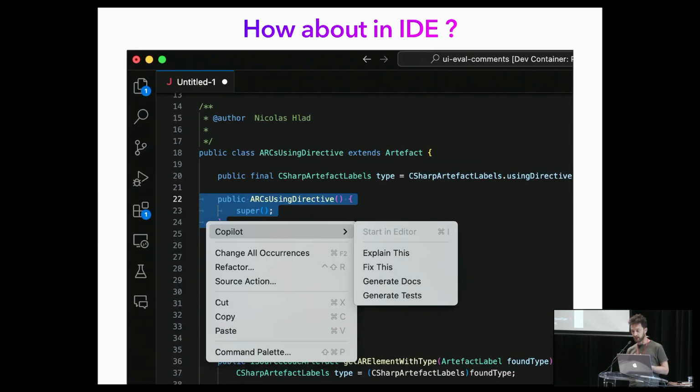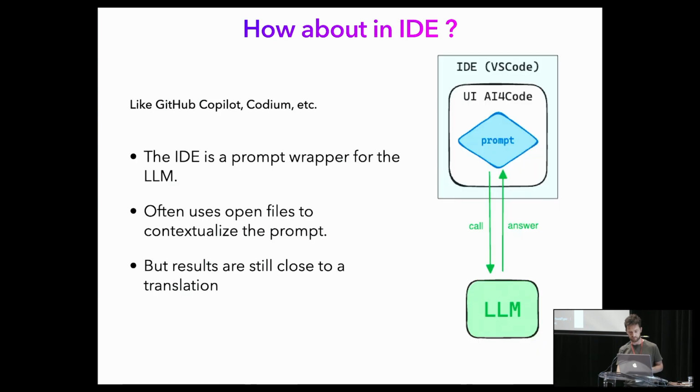If we use it in an IDE, for example in VS Code, we see that this particular constructor actually has a class, but if we use it with Copilot, it will give us the same answer because it's once again using ChatGPT and not grabbing the full context of this method. IDEs like VS Code that use those AI tools are actually just a wrapper for some LLM, and they often use the files that are open to contextualize the prompt.